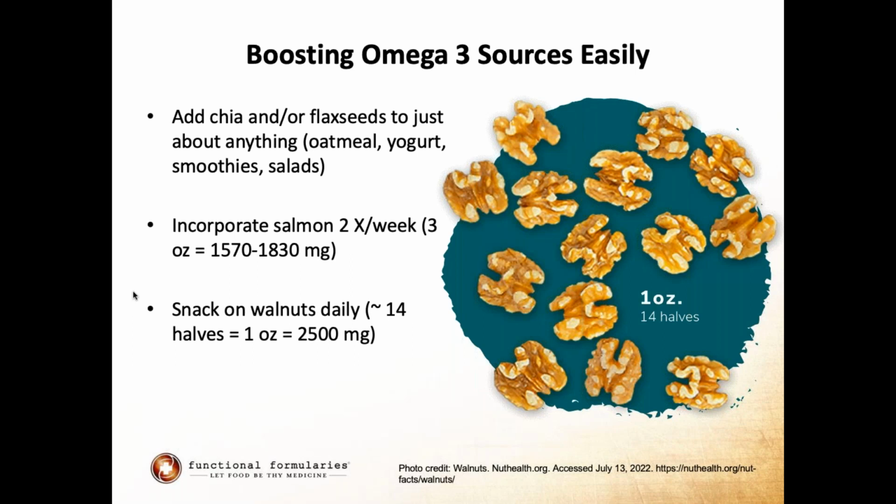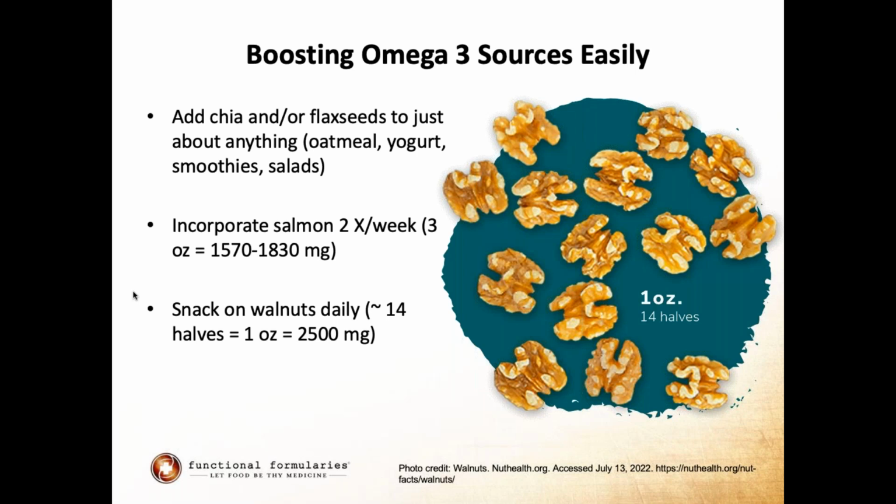And my biggest favorite is walnuts, because 14 halves of a walnut gets you 2,500 milligrams of omega-3. I mean, 14 halves. I'm just gonna pause for dramatic effect here, because that's it, just 14 halves gets you 2,500 milligrams of omega-3. Now, while that's primarily ALA, some of that will again convert over to EPA and DHA, and I think most people can eat 14 halves of walnuts.